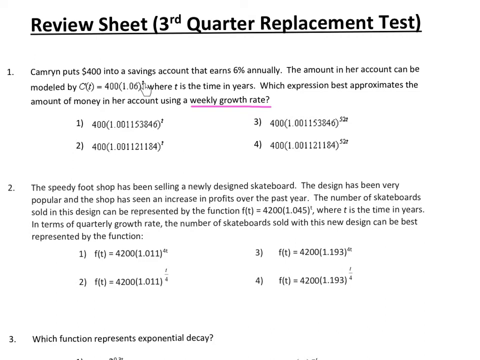T represents the time in years. So within the parentheses, that tells us the yearly growth rate. Okay, so this 0.06, if you move the decimal over twice, would be increasing by 6% per year. Now what they want us to do is find the weekly growth rate. Okay, so I just wrote out some important facts here.